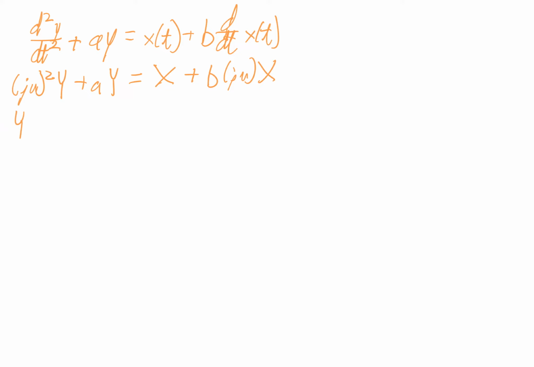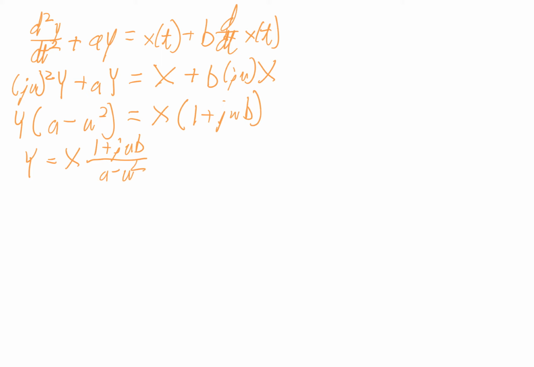So factoring out y, I have j omega quantity squared, which is minus omega squared. And I have an a, so I have a minus omega squared. And let's factor out x on the right-hand side. I have 1 plus j omega b. And then I can solve for the phasor y by dividing out the term. It's equal to x times the fraction 1 plus j omega b over a minus omega squared.